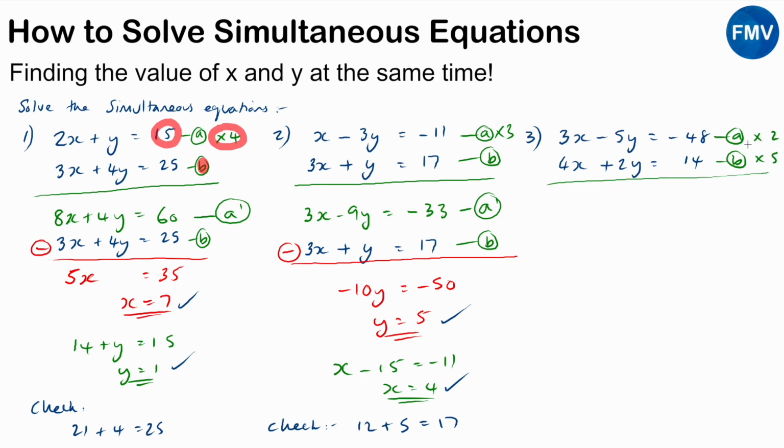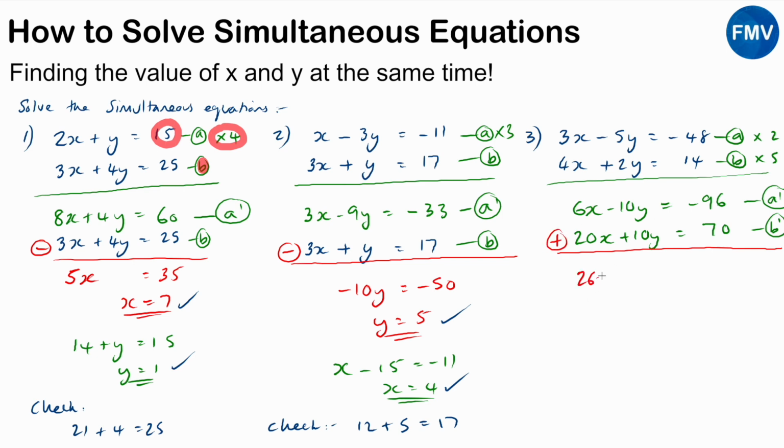So the top one becomes 6x minus 10y equals minus 96. Equation B becomes 20x plus 10y equals 70. So that now is equation A dash, and that is equation B dash. So now let's just use the elimination method to finish this off. Getting rid of the 10s, minus 10 plus 10 is 0, so that is a positive. Let's work down the page. That becomes 26x. They cancel, they eliminate each other. That is equal to minus 26. Divide both sides by 26. X is equal to minus 1. There's the first one done.